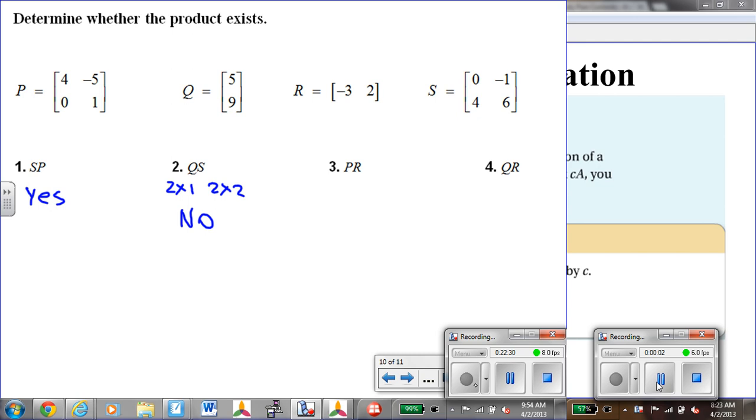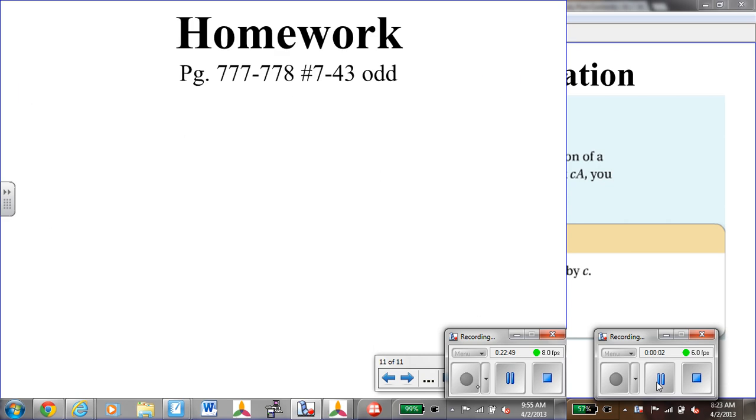What's P? What's R? 1 by 2, can you do it? No. What's Q? 2 by 1. 2 by 1, what's R? 1 by 2. 1 by 2, can you do it? Yes. And what would you get at the end? A 2 by 2. So, homework.